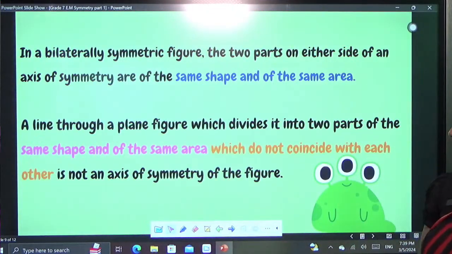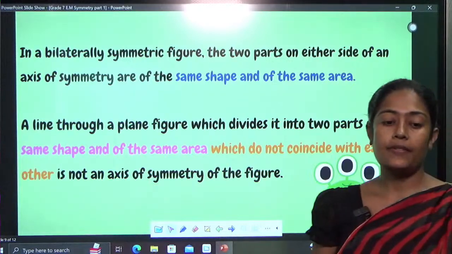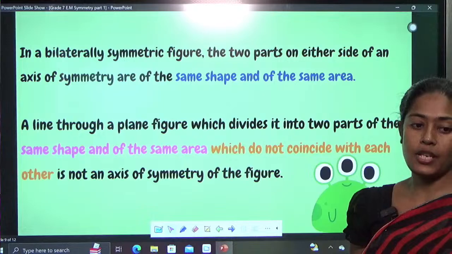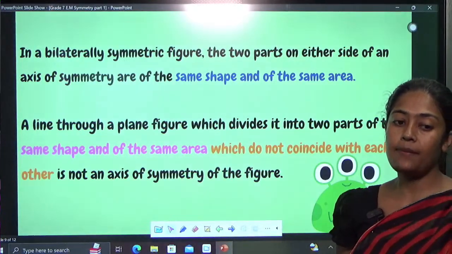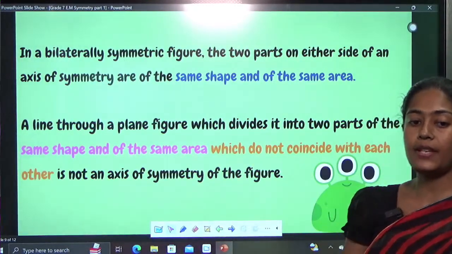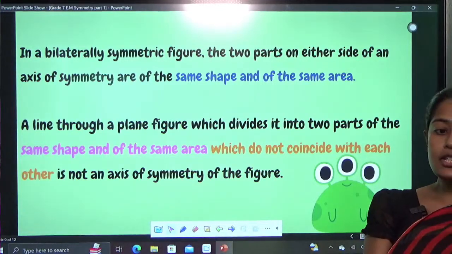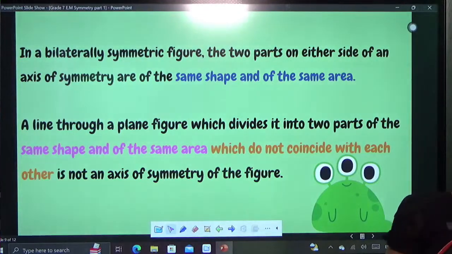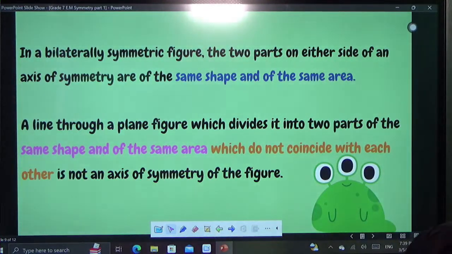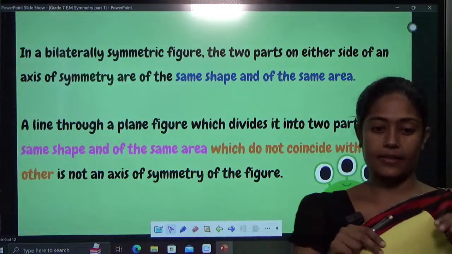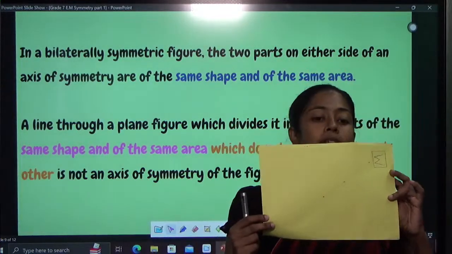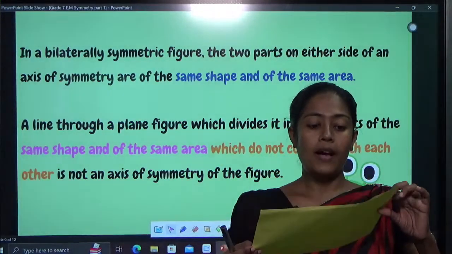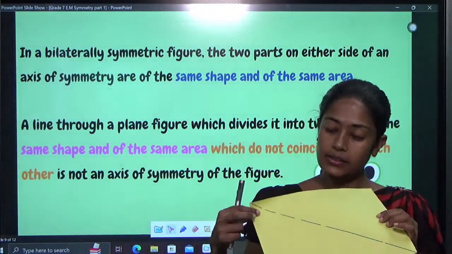A line through a plane figure which divides it into two parts of the same shape and of the same area which do not coincide with each other is not an axis of symmetry of the figure. We will see that one. I have taken a rectangle like this, right? This is a rectangle. I have marked that one like this.